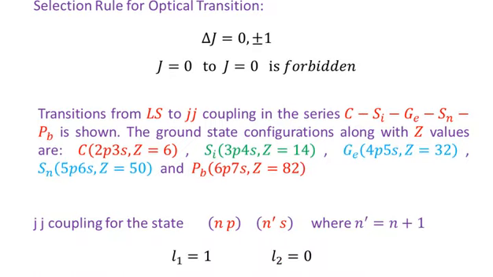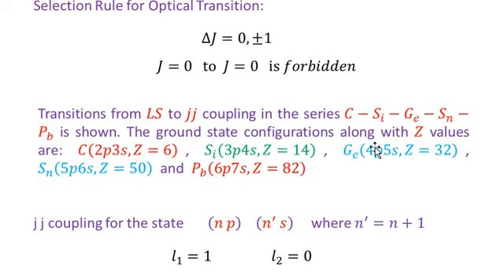Now I want to emphasize what will happen if we move from LS to JJ coupling. The transition from LS to JJ coupling in the series, for example from carbon to silicon, carbon may be categorized as a lighter atom, and then we are moving towards heavier atoms: from carbon to silicon, then silicon to germanium, germanium to tin, and tin to lead, and lead is the heaviest among these. Their spectra will be shown on the next page.